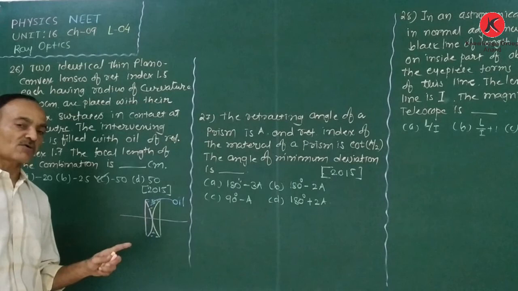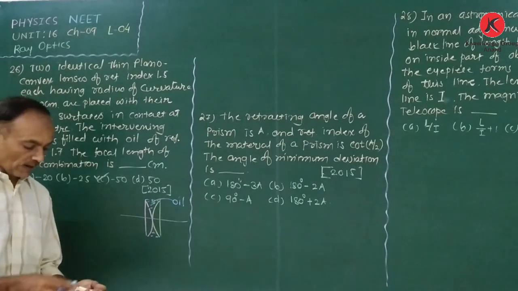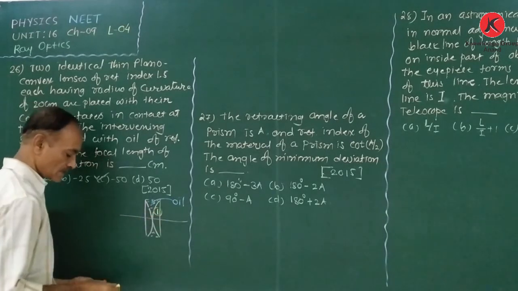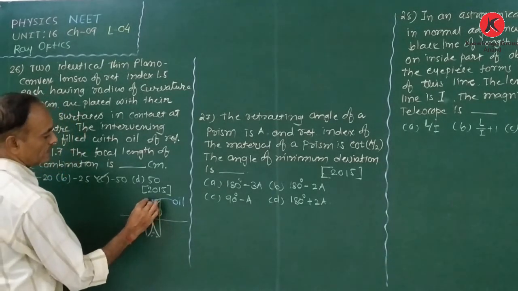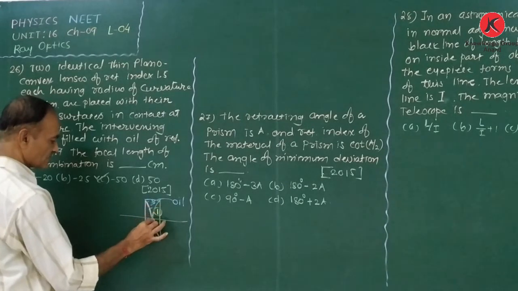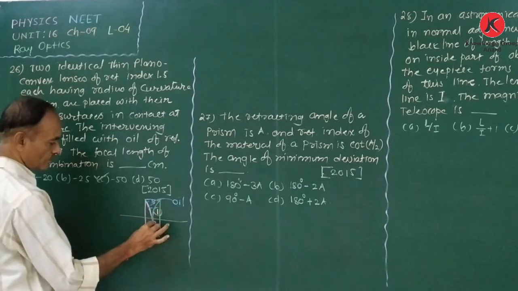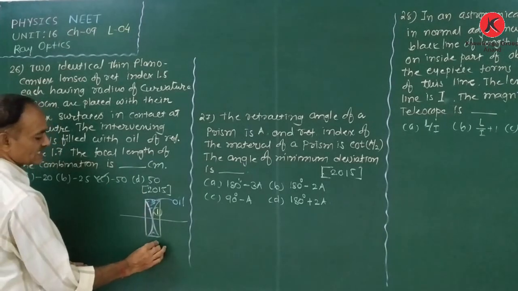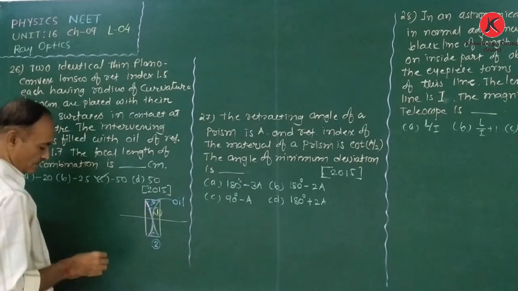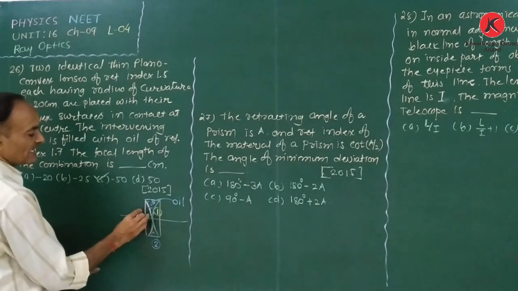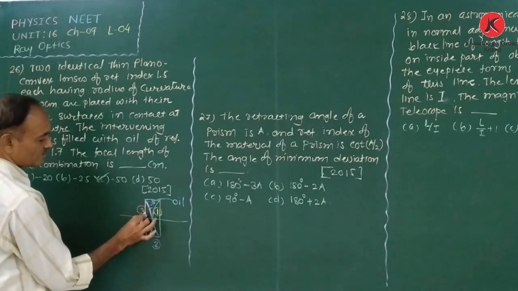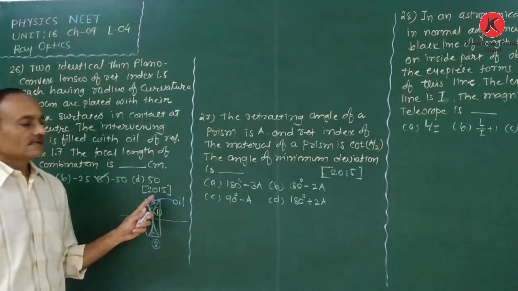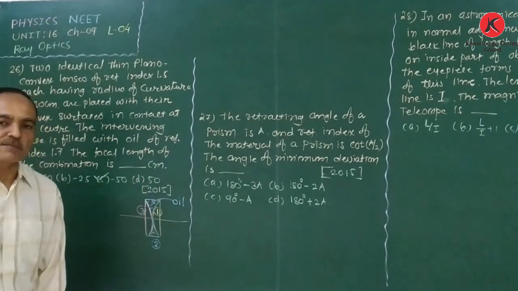So actually here we have a combination of three lenses. One lens is this plano-convex lens. The second is the oil, because this part forms the concave lens. And the third lens is again a plano-convex lens, this one. We require the resultant focal length of this combination.